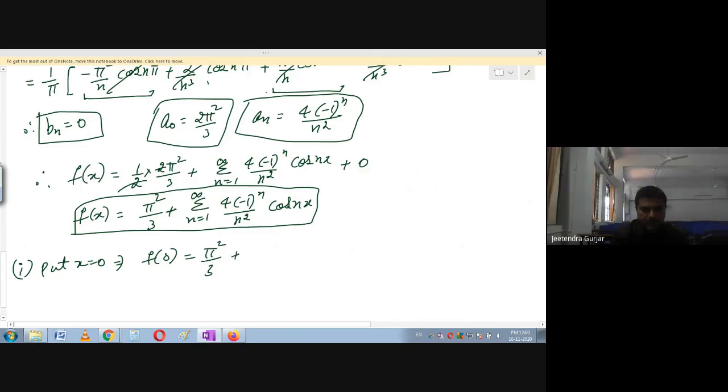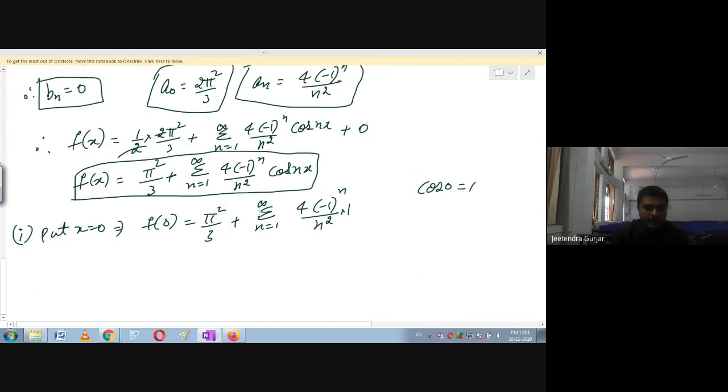So this is plus summation n = 1 to infinity 4(−1)^n / n². Here you can see cos 0, and cos 0 is 1, so I'm going to substitute 1 here. Further, if we simplify, please remember f(x) is equal to x², the function we have taken, so f(0) will become 0.